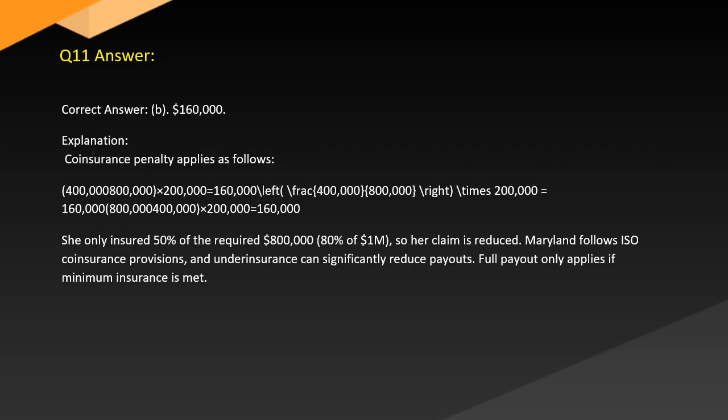Answer. Correct answer: B. $160,000. Explanation. Coinsurance penalty applies as follows: (400,000 / 800,000) x 200,000 = 160,000. She only insured 50% of the required $800,000, which is 80% of $1 million, so her claim is reduced. Maryland follows ISO coinsurance provisions, and underinsurance can significantly reduce payouts. Full payout only applies if minimum insurance is met.